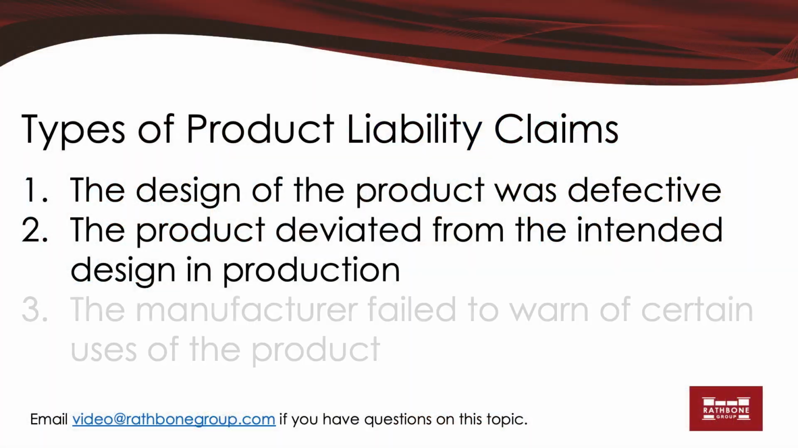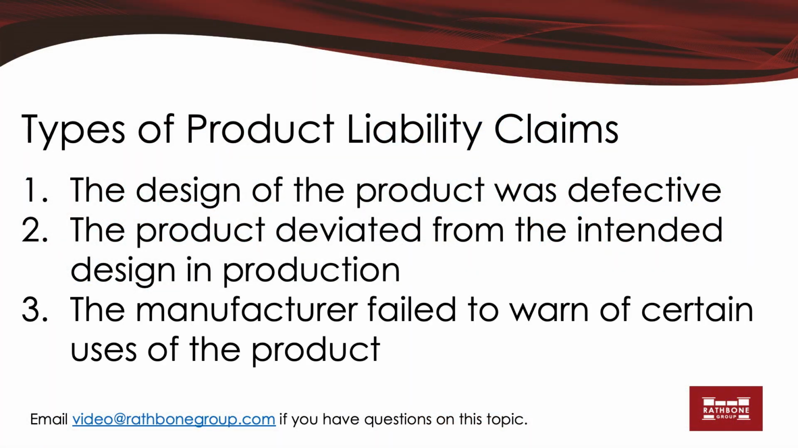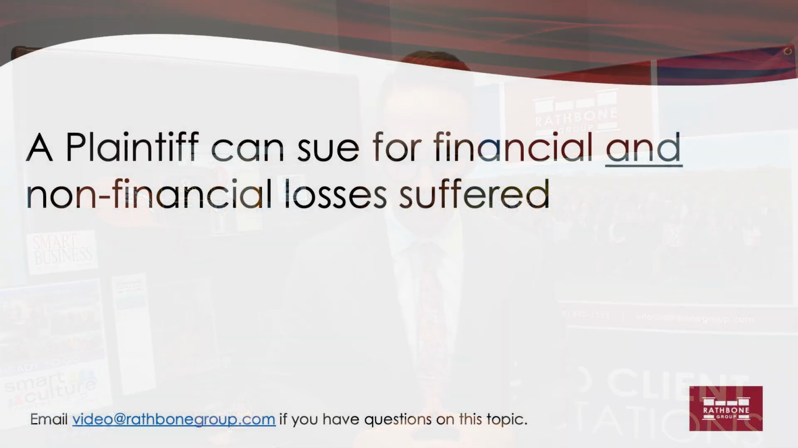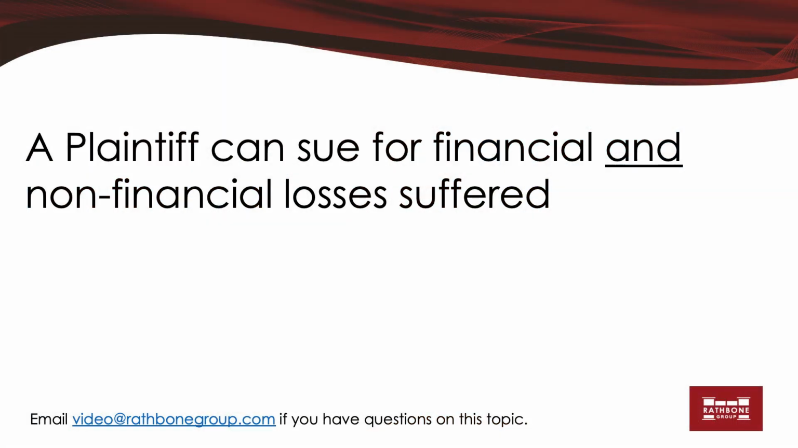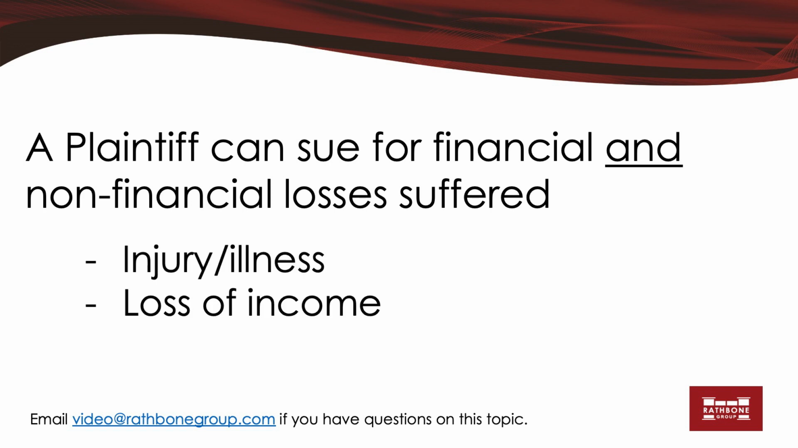And then there's also cases where the manufacturer has ignored or failed to warn about certain risks with the use of a product. So if there's a foreseeable risk that a product will be used in a certain way, and that way of using the product is dangerous to consumers or poses a hazard, and they know about this and don't tell people, that's also a form of product defect case. And as you know, in all product liability cases, a plaintiff can sue for the financial and non-financial losses that they suffered as the basis of their case. This can include injury or illness, lost income, and as well as pain and suffering if the person is injured.